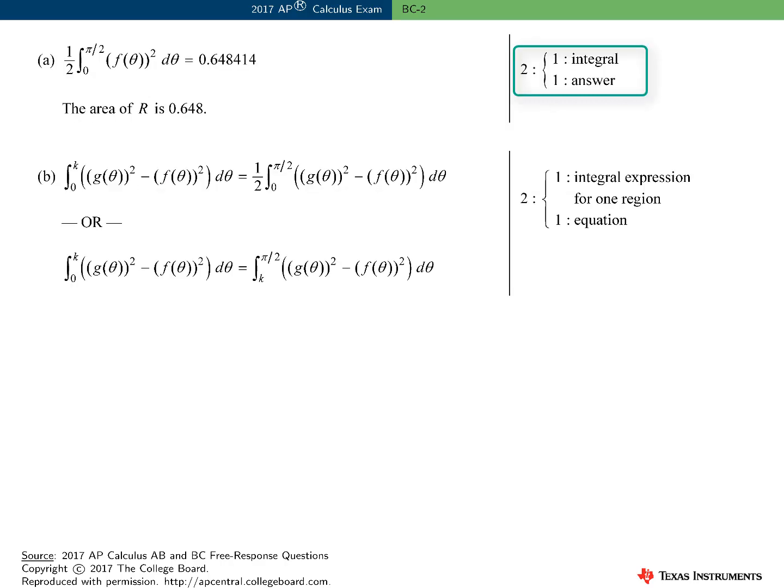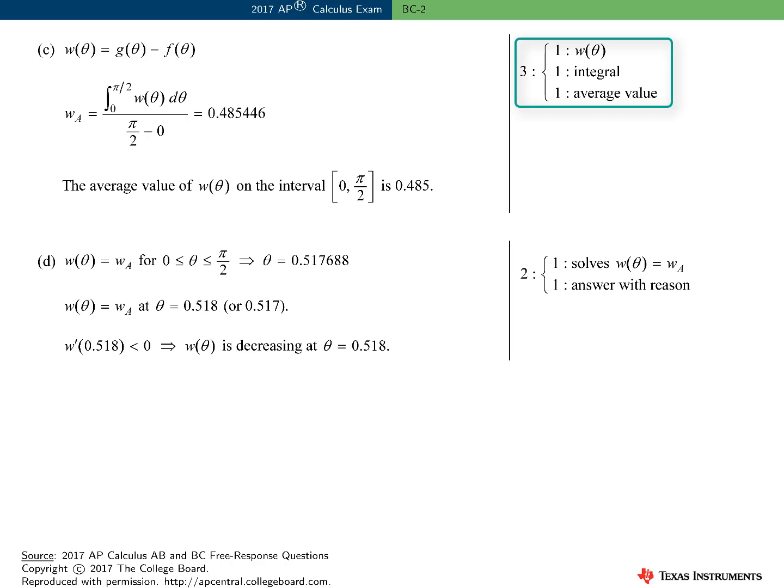Part A was worth 2 points. Remember, this is a calculator active question. So 1 point for the integral, the mathematical expression, and this includes the bounds, and 1 point for the answer. Part B was worth 2 points. 1 point for an integral expression for one region, and 1 point for everything else. That is the final correct equation.